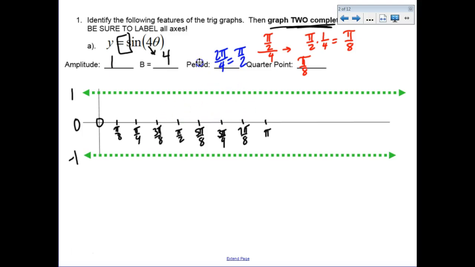And then don't forget you are graphing a sine function. So sine begins in the midline, and then it travels to the maximum, and then keeps hitting every line for every quarter point after that, and then keep going.